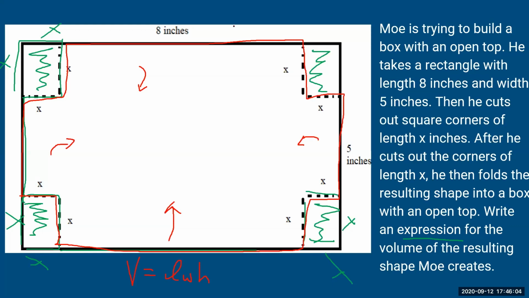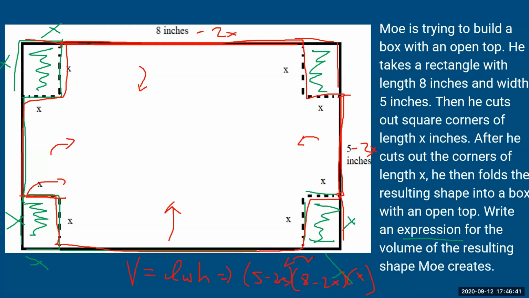Okay, it's pretty short in time, so this problem is pretty easy. You'll notice that this side length is 8 minus 2x inches, because this is x and this is x. This one, same thing, 5 minus 2x. And the height would be x, because if you folded this up, your height would be x. So your equation is (5 minus 2x) times (8 minus 2x) times x: length times width times height. And you can switch these two. That's pretty easy, right?